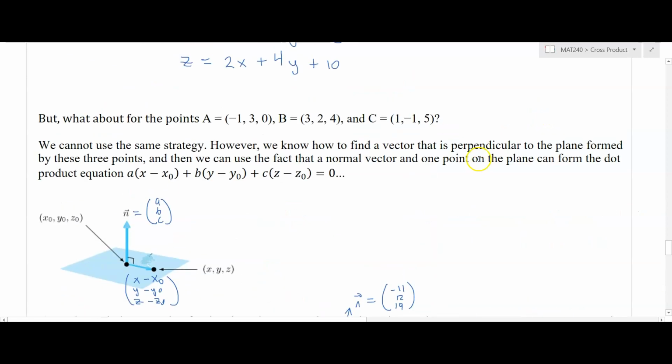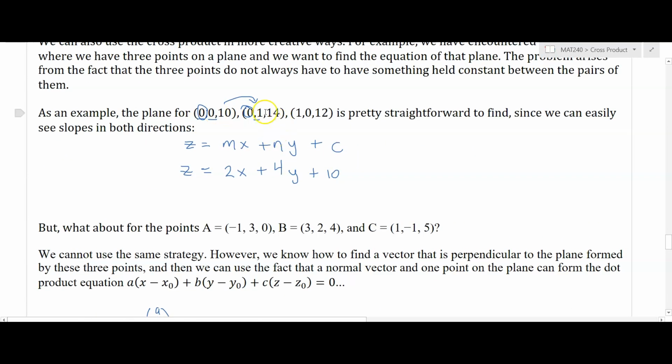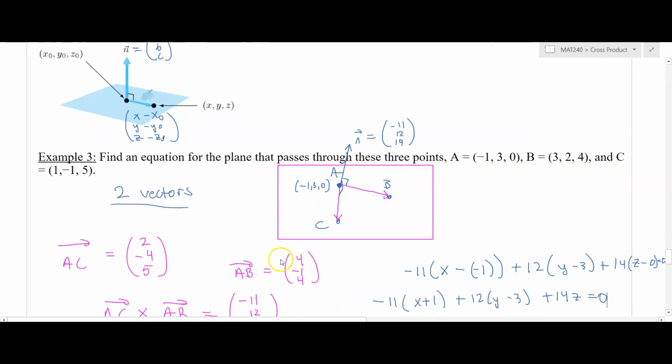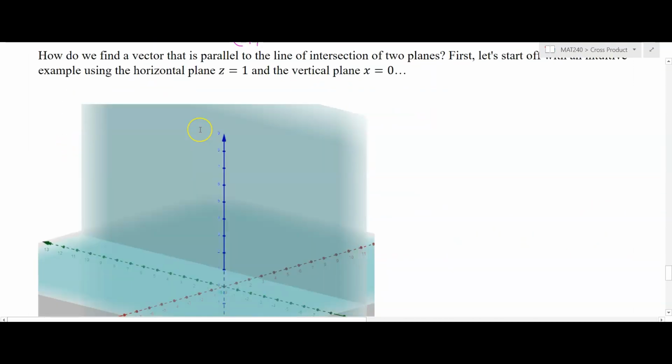Now, would it also work for the points that are spaced like this, as in this example? Absolutely. We should get exactly z equals 2x plus 4y plus 10 if we were to use this approach we've taken here. But this approach works best whenever those points are not conducive to the types of behaviors we want.